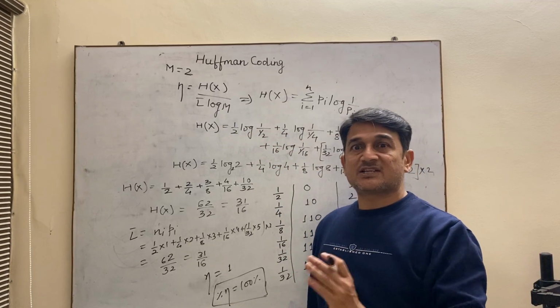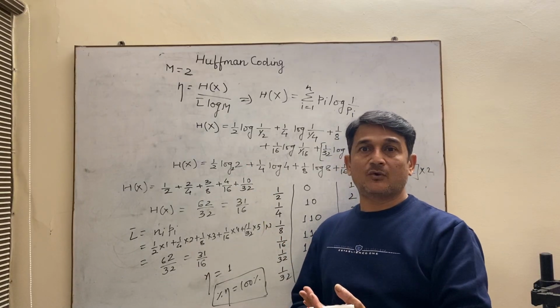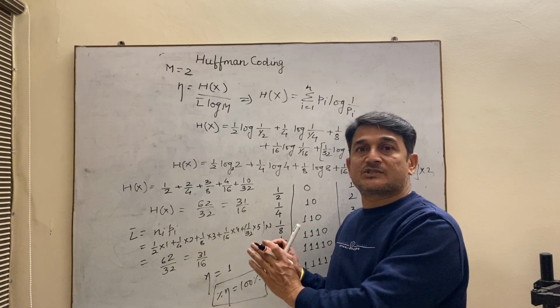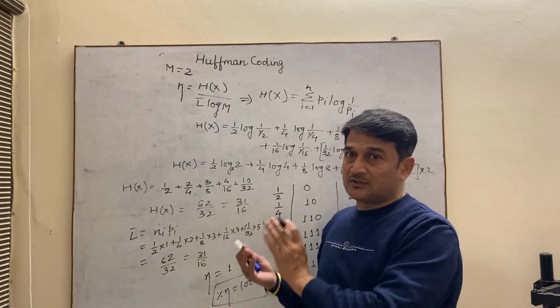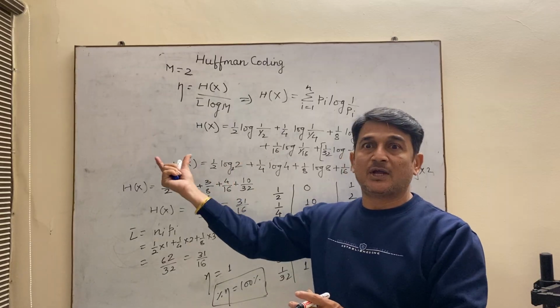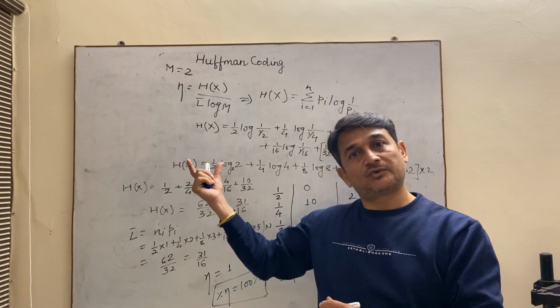So I hope you understand the concept of Huffman coding, how you can solve the question using Huffman code and how you can calculate the coding efficiency. Now we will solve this question. The values will remain the same, only thing is we will change the value of m. So now we will solve this question with m equal to 3.